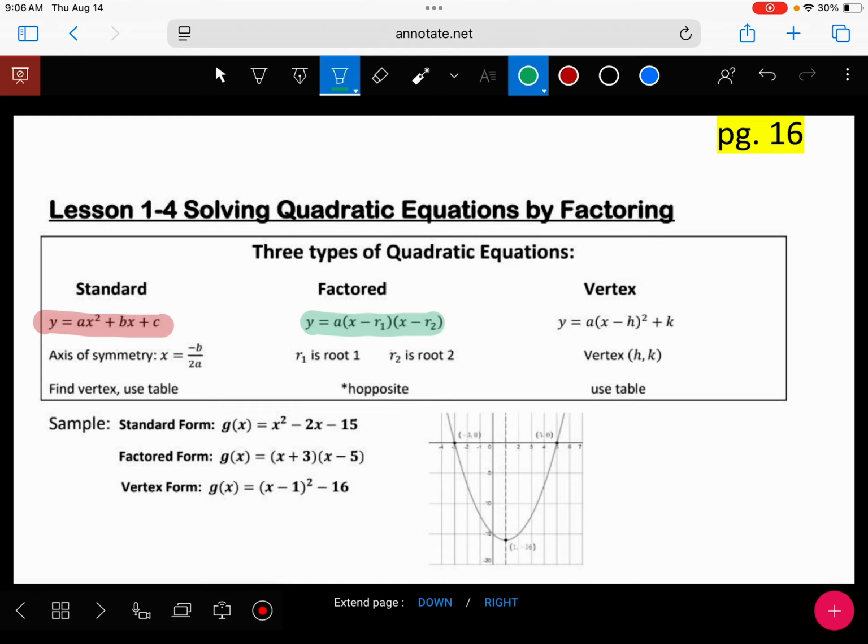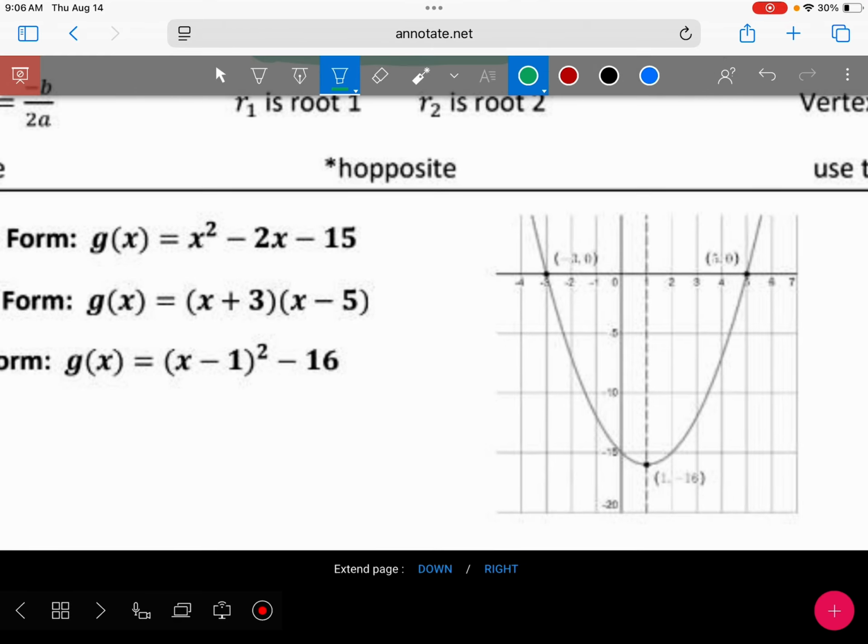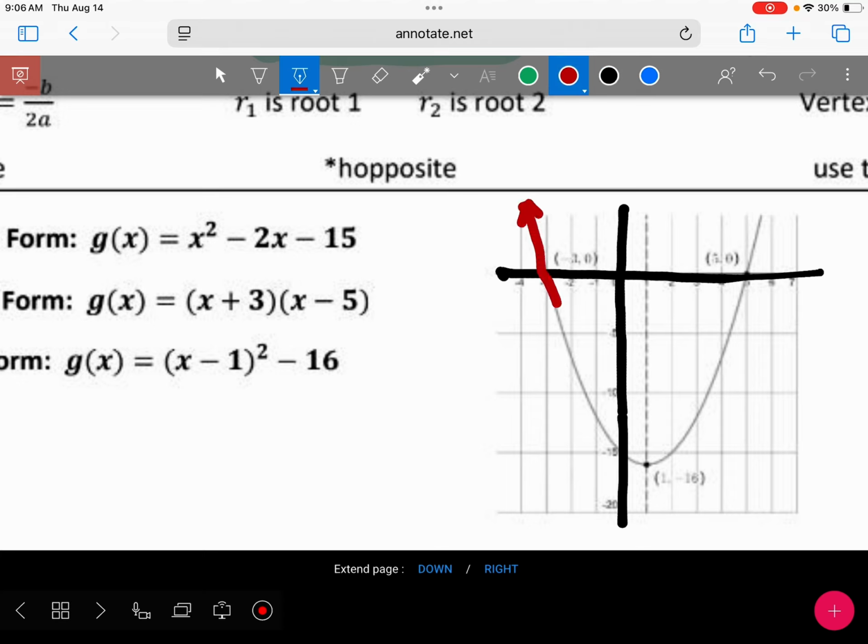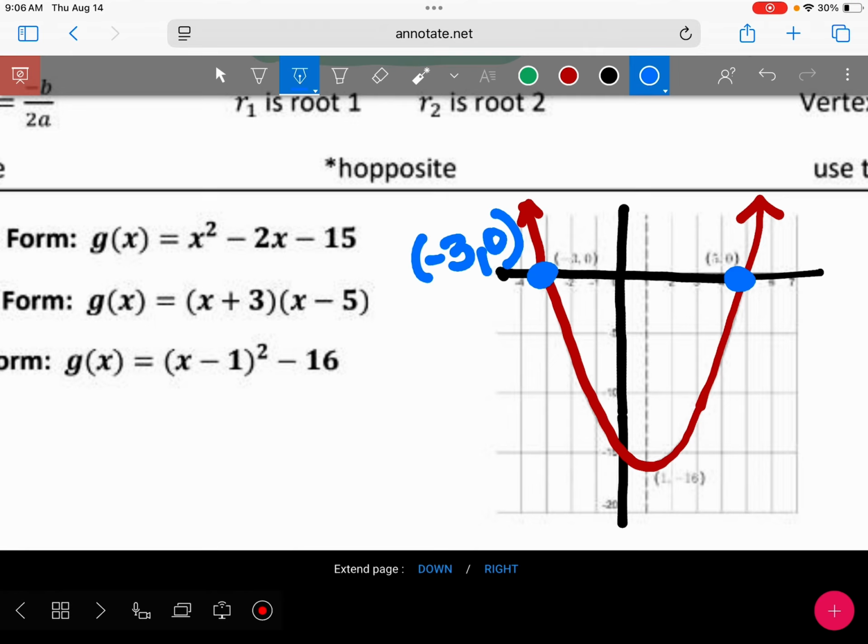So I'm going to actually zoom into this graph as we talk a little bit about it. And I know it's a little blurry, so I'm going to take a minute and just kind of trace it out so you can see it a little bit better. So what we have is a parabola. And that parabola crosses the x-axis here and here. The first time it crosses is at -3. And the second time it crosses is at +5.